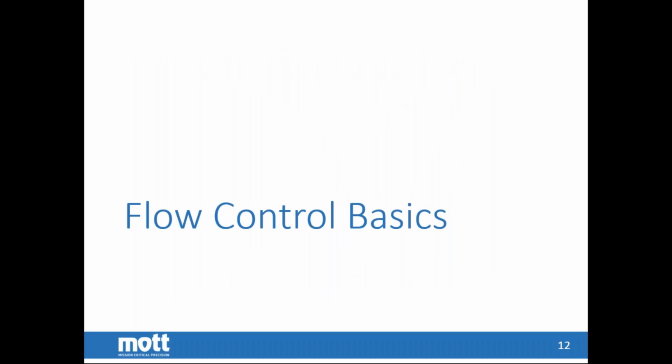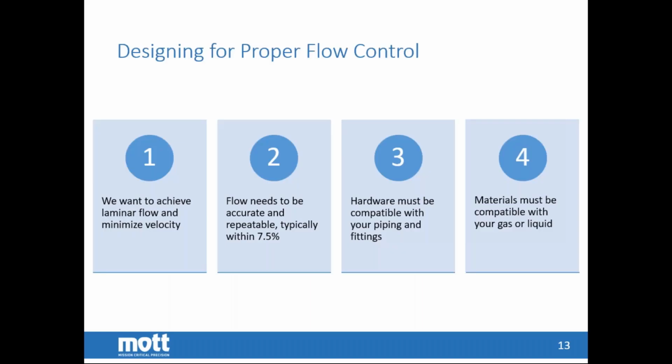So looking at the next phase, flow control basics. So we've covered a little bit of the filtration basics. Now let's move on to flow control. Several different things to factor in here when we design for proper flow control. Some of the things we're looking for when we're designing for flow control is you want laminar flow. You're looking for accuracy and repeatability. And you want your hardware and your materials to be compatible with your fittings and your piping system.